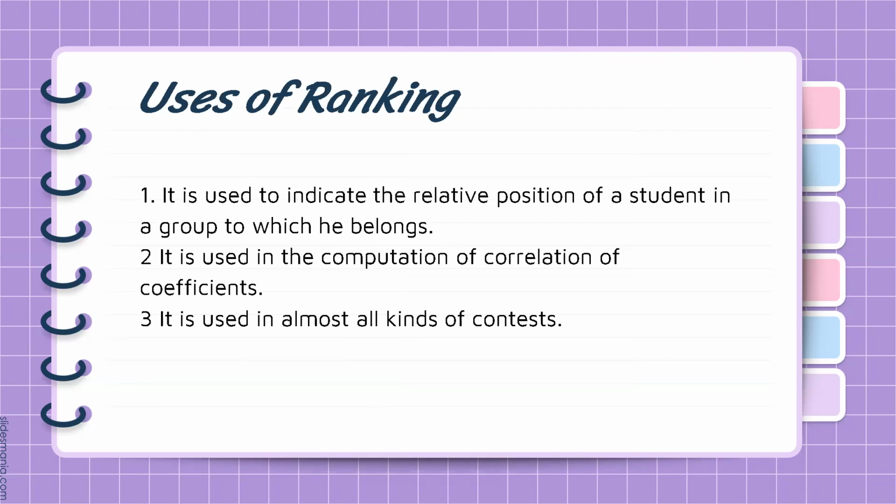The second use is that it is used in the computation of correlation coefficients. So ranking is used when solving for the Spearman rank correlation coefficient. Then the third use, it is used in almost all kinds of contests. So we use rank to determine the winners in different contests, such as quiz bee or cultural contests and other contests.